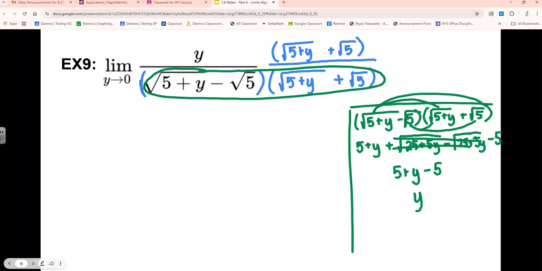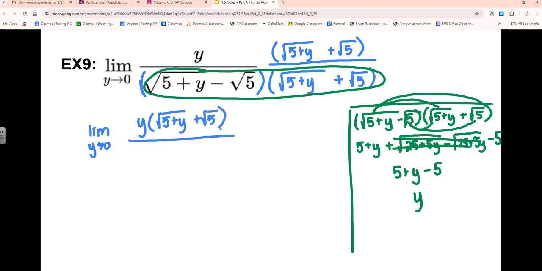So if we go back over here to our problem, we got the limit as y approaches 0 of, in the numerator, y times the square root of 5 plus y plus the square root of 5, over, in the denominator, when I multiplied all that stuff together over to the side, all I got was y. Okay, questions? All right, we're going to cancel those right there.